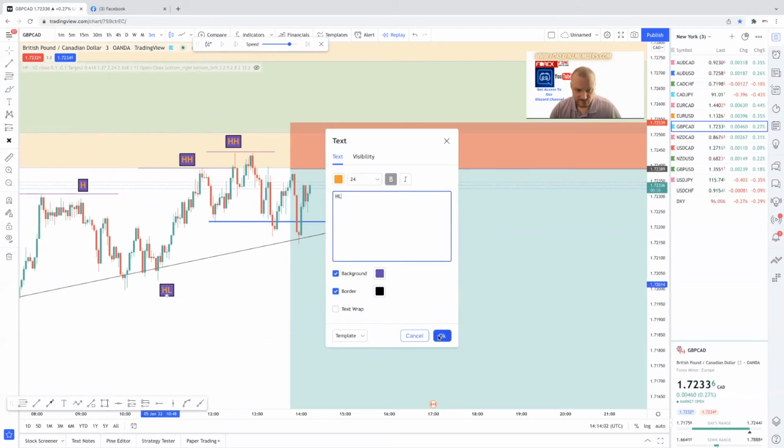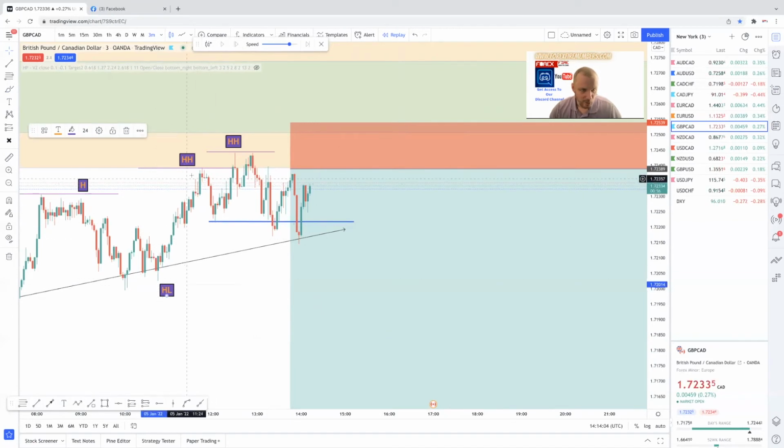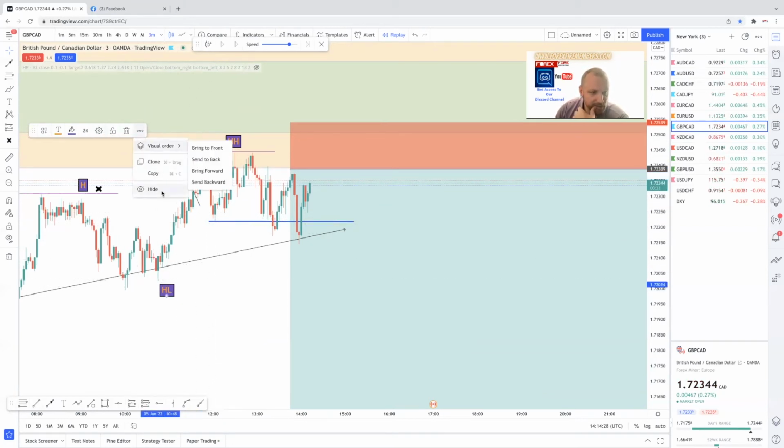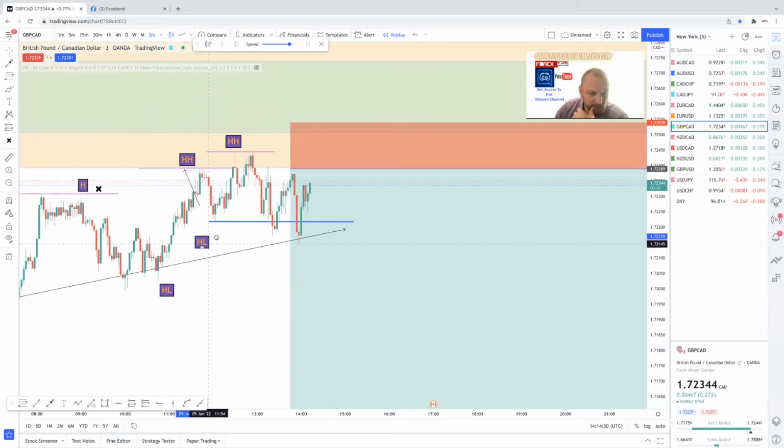Okay, we come up this here. Once this here pushed above this, breaking that structure, that then came out of play. So this is the one that we're concentrating on. We got the pullback here. Okay, we got the pullback here. So this created a higher low. So that's the new higher low as we speak.